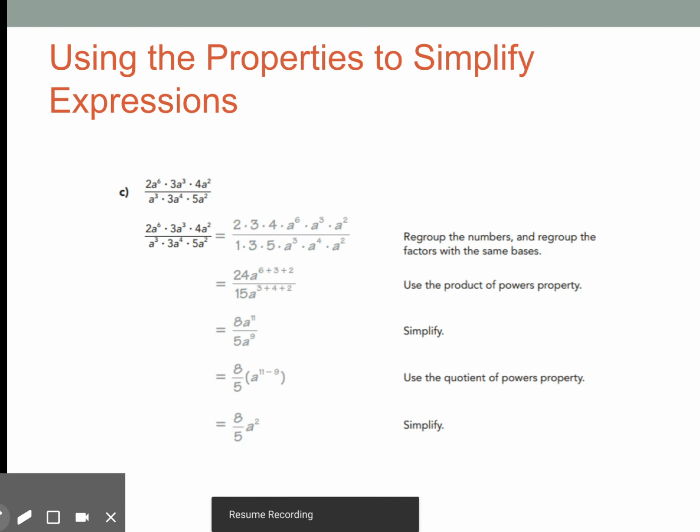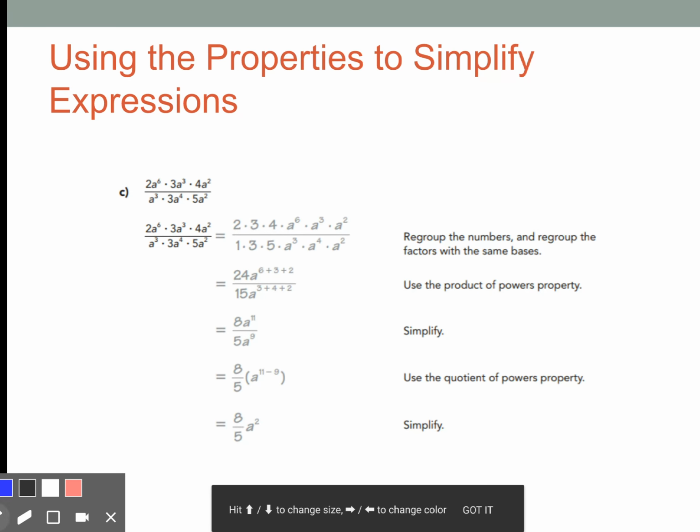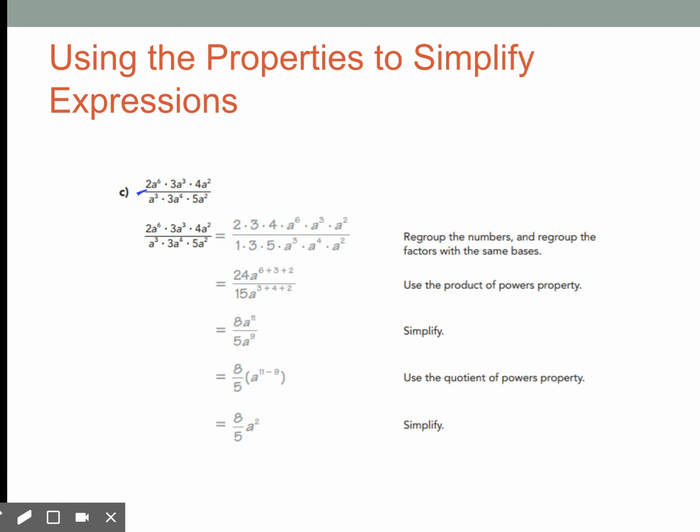Now I'm going to show you a little bit more difficult example here, and that's only because we are adding these coefficients, or the numbers in front of the algebraic terms. It's not any more difficult in the steps that you take. The only difference here is you're going to add that extra step of regrouping the numbers and the factors with the same bases first. So you're always going to separate everything out.